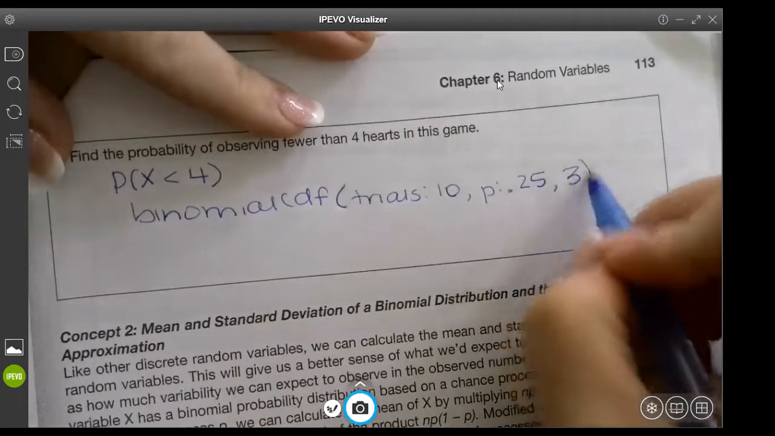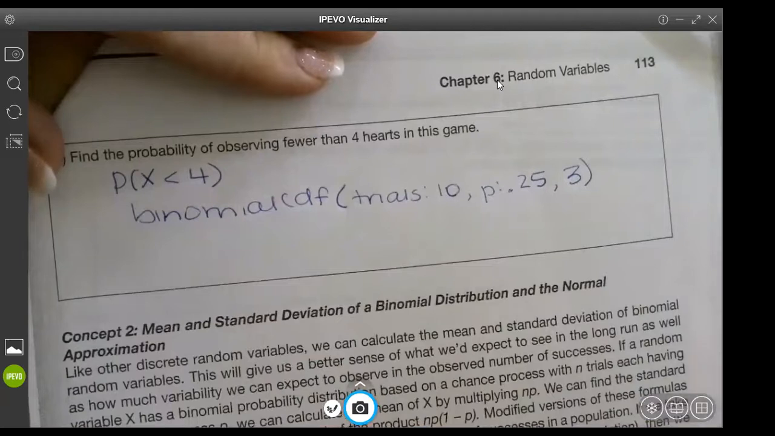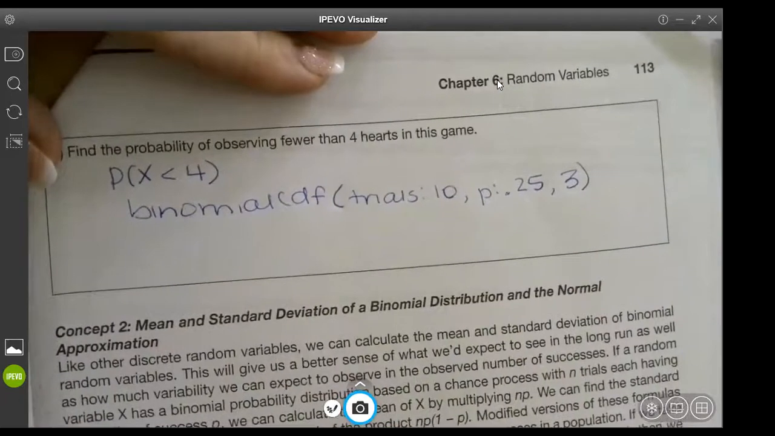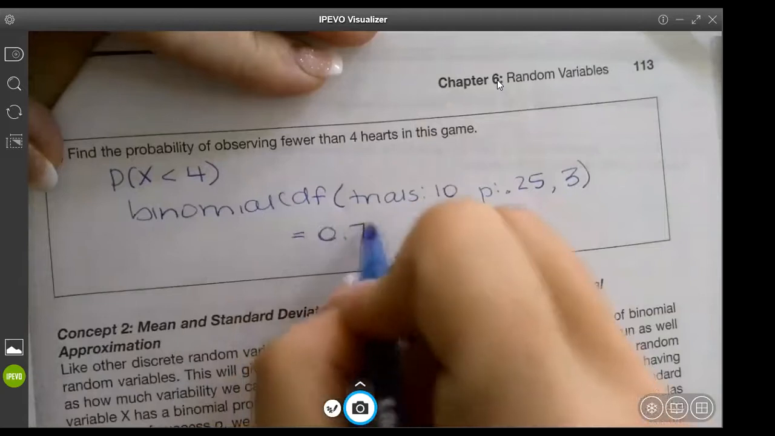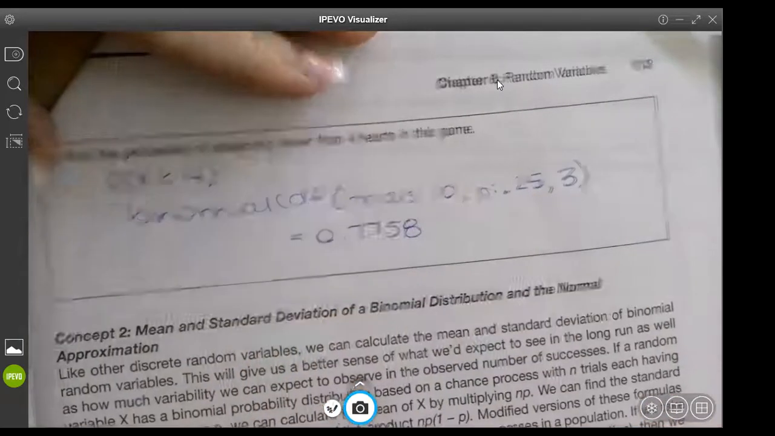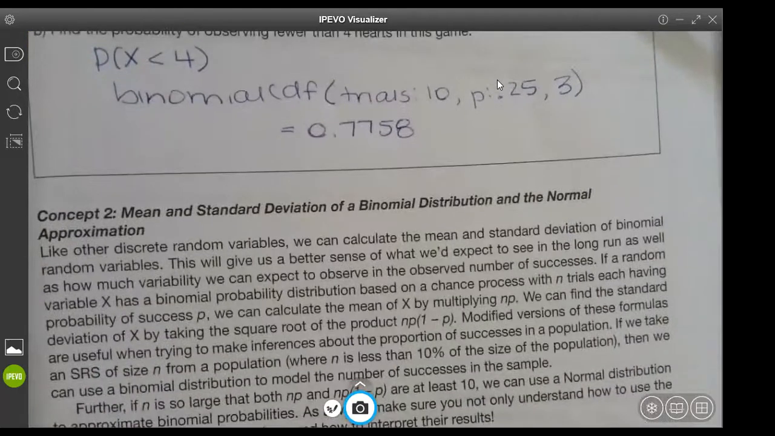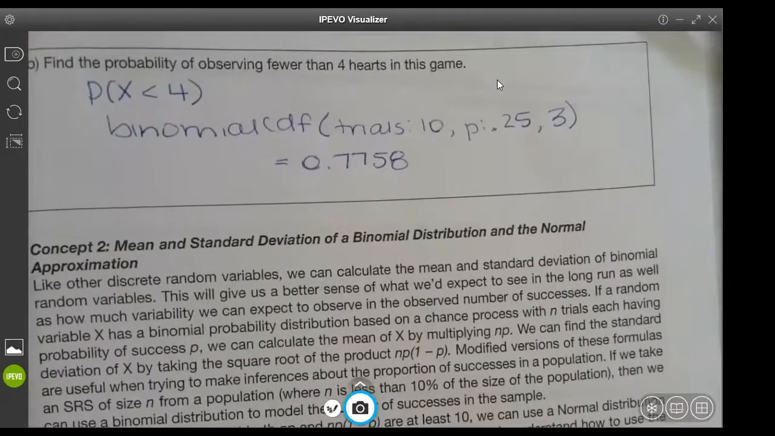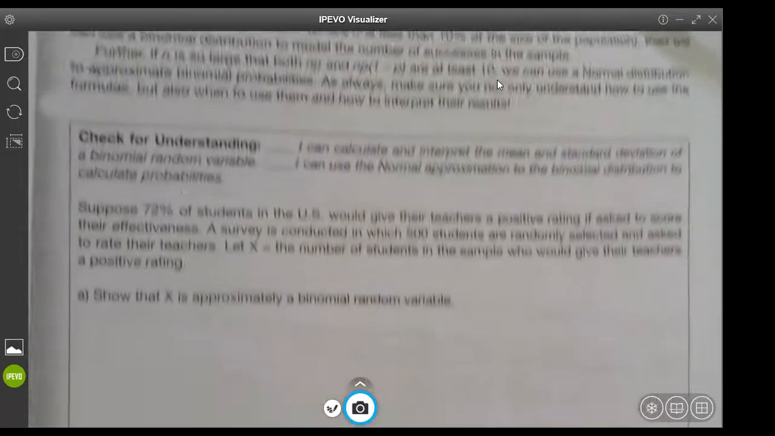Why 3? It says less than 4. Good. What if it would have said greater than? What do I have to make sure I do? 1 minus. Yes, 1 minus, and then we'll talk about that when we get there, okay? So we put that into our calculator and we get 0.7758. Good. Any questions on that one? Everybody okay? All right, same thing on the next one.